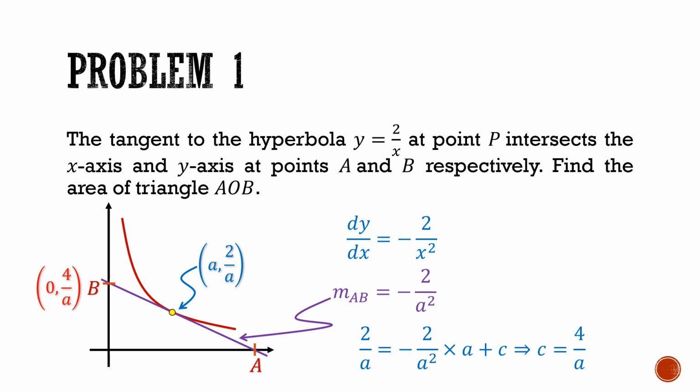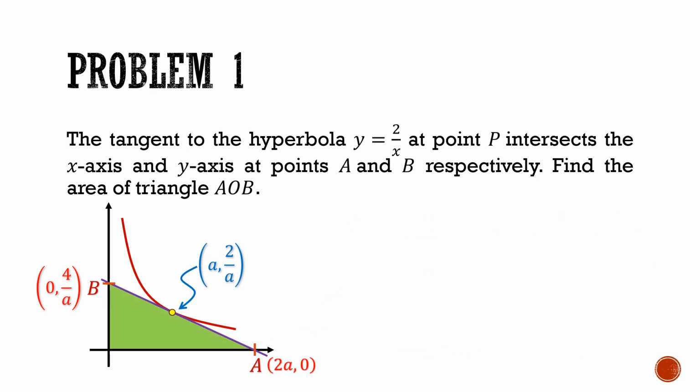Next, let's construct the equation of the tangent. y equals mx plus c. Now that we know the m and we know the c, the equation is y equals -2 over a squared x plus 4 over a. Now to find point A, we will sub y equals 0, and that will tell us that x equals 2a. Therefore, point A will be 2a, 0.